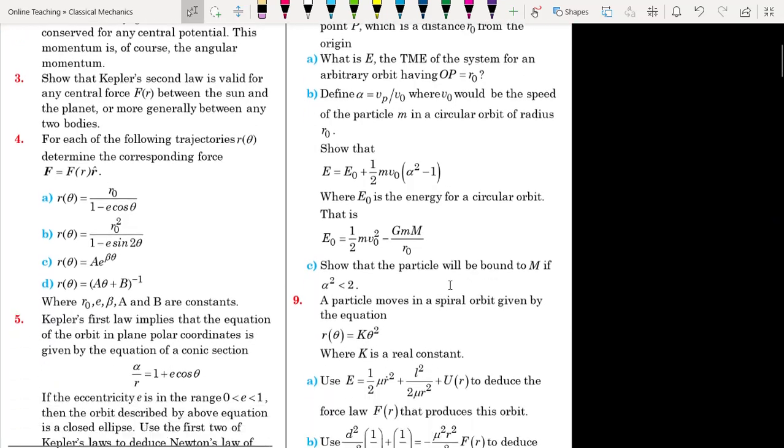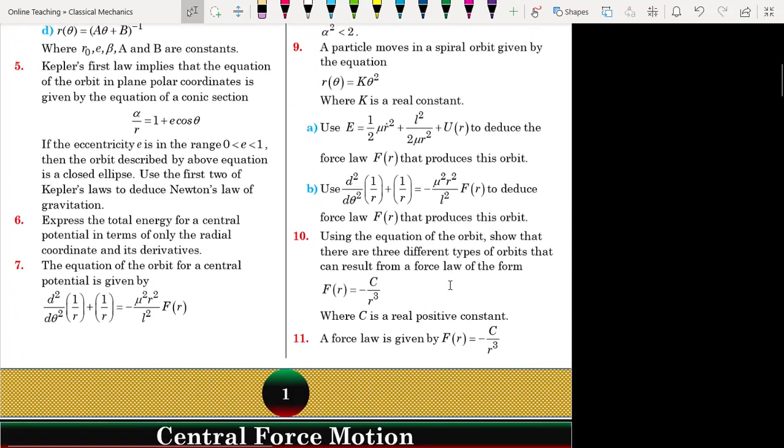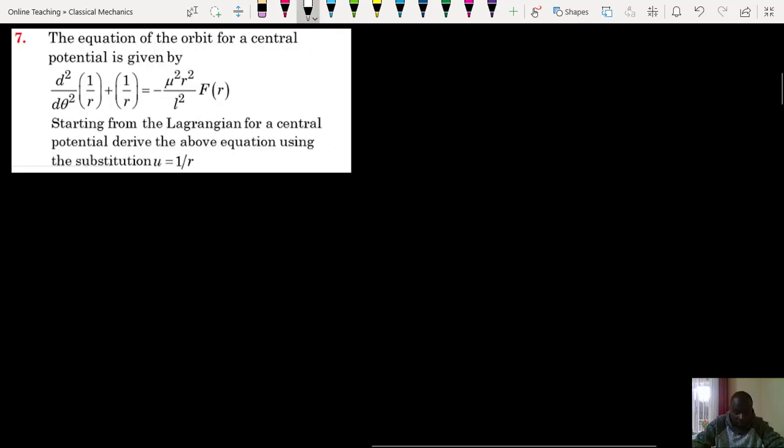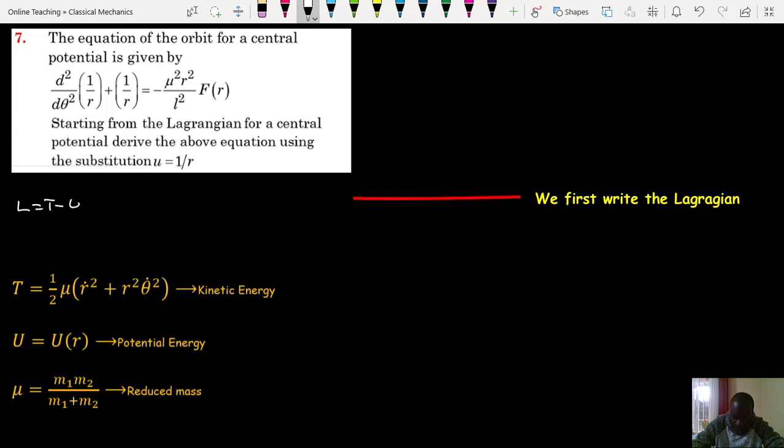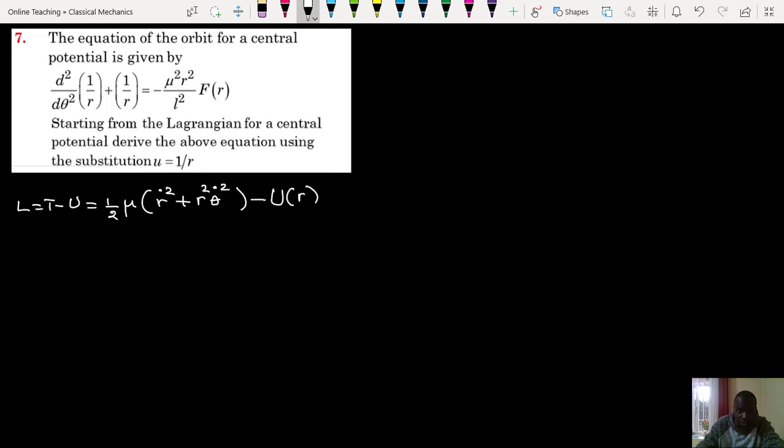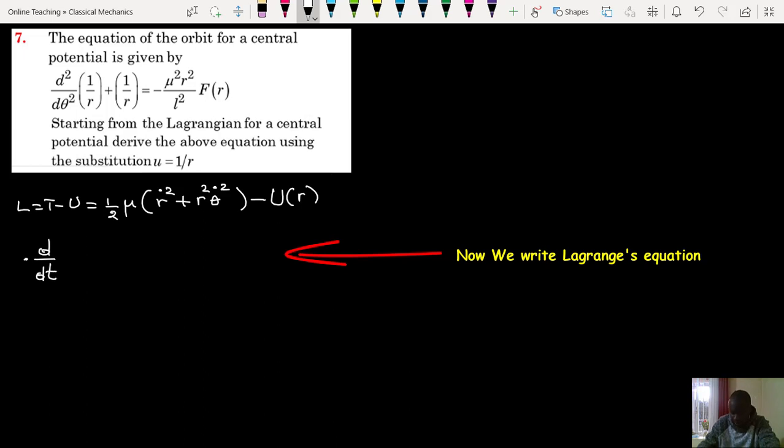Let's solve problem number 7. We first write the Lagrangian. After writing the Lagrangian, we will write the Lagrange equation of motion. See here, this is the Lagrange equation of motion.